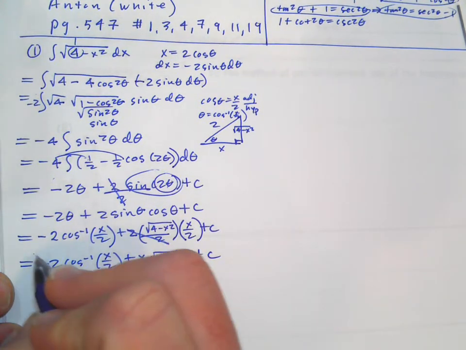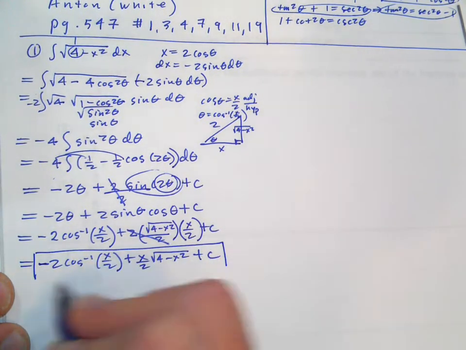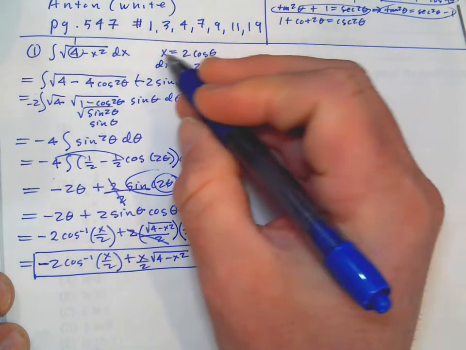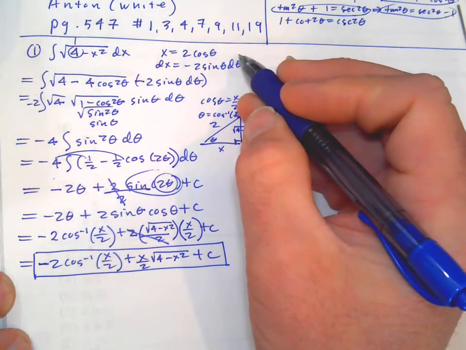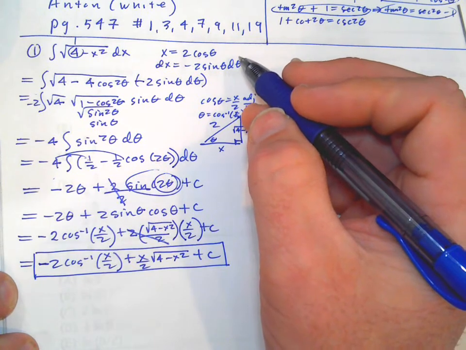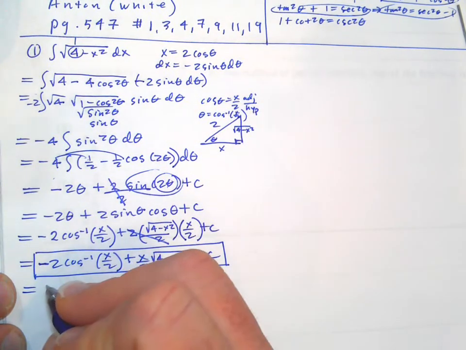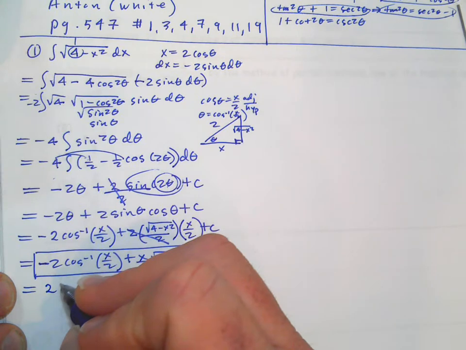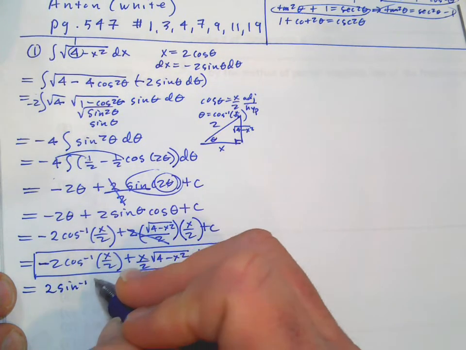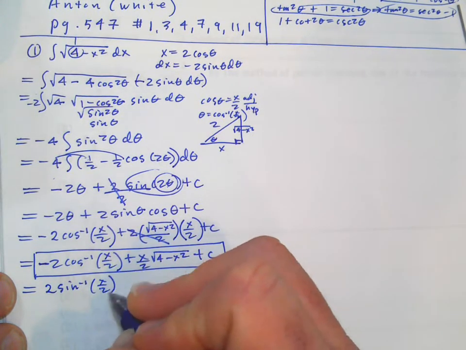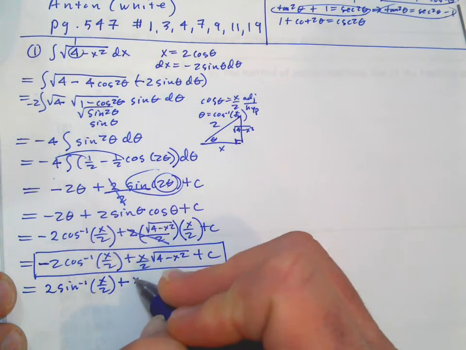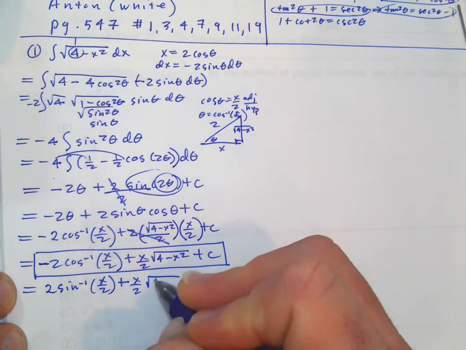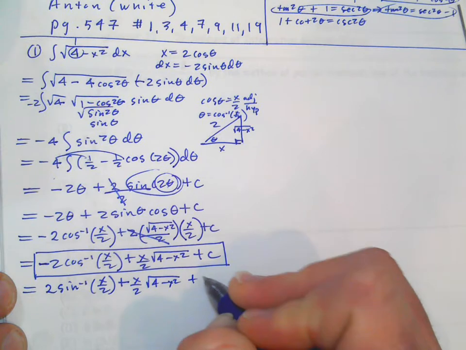Now, you could have done it a slightly different way. Instead of saying x equals 2 cosine, it could be x equals 2 sine. And that changes the answer a bit. So the other answer that you could have potentially gotten would be positive 2 inverse sine of x over 2 plus x over 2 times the square root of 4 minus x squared, plus c. So this is a possible answer also.